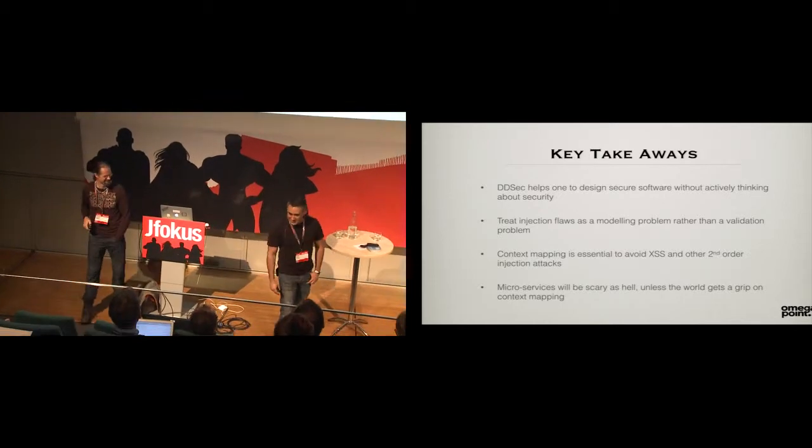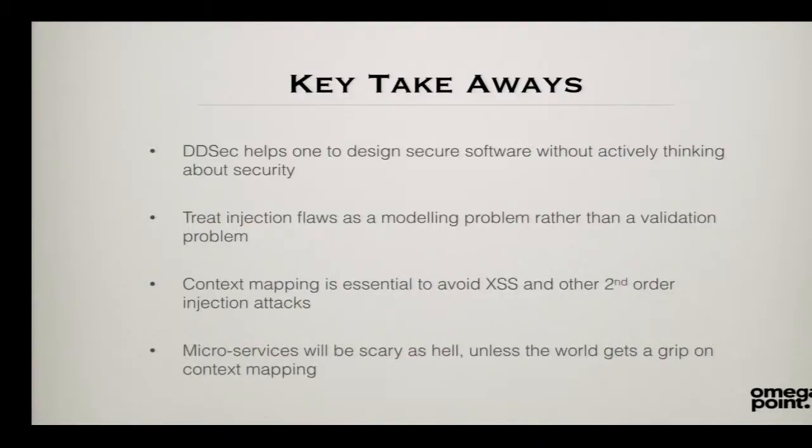So the key takeaways today would be that domain-driven security is actually a way for you to design secure software without actively thinking about security. It also helps you to treat the injection problem as a modeling problem and not as a validation problem. We're also going to talk about context mapping, and that is essential to avoid cross-site scripting and other second-order injection attacks. And of course, we're going to talk a little bit about microservices and how scary that is unless you do proper context mapping. And you'll see what that is.